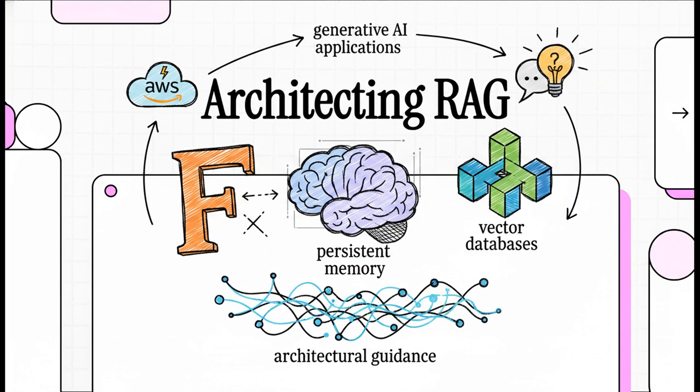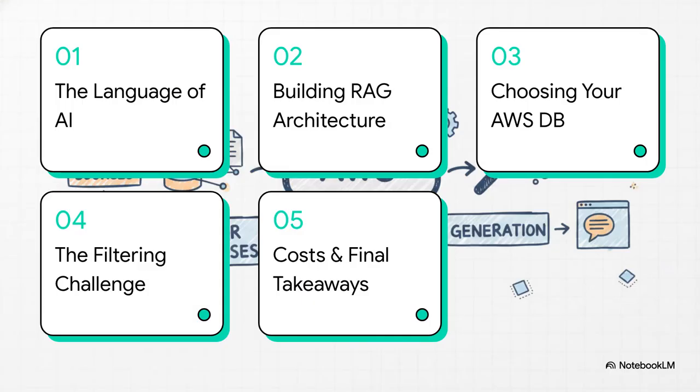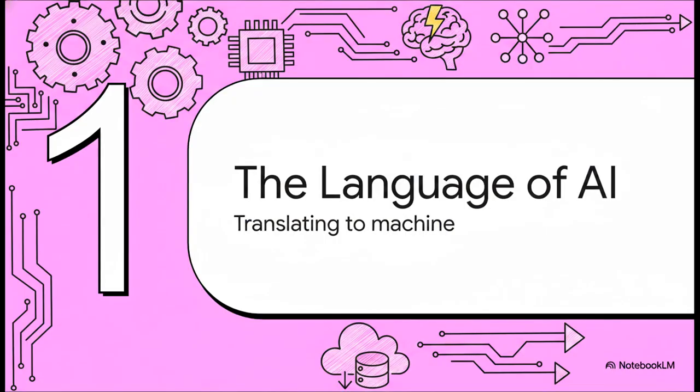And that's exactly what we're going to master today by breaking down some core AWS architectural guidance alongside some really cutting-edge academic research. So here is our blueprint for today. We'll be covering the language of AI, building RAG architectures, choosing your AWS database, the metadata filtering challenge, and finally, costs and takeaways. Let's get to it. Starting off with Section 1, the language of AI, translating raw data into machine understanding.